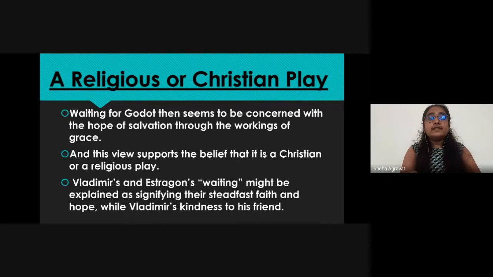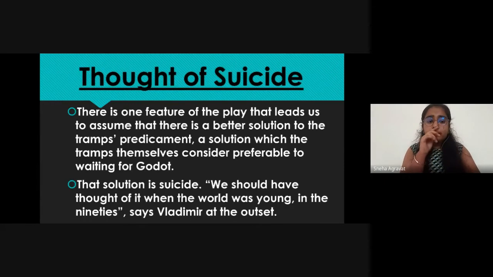Waiting for Godot then seems to be a concern with the hope of salvation through the working of grace. And this view supports the belief that it is a Christian or a religious faith. Vladimir's and Estragon's waiting might be explained as signifying their steadfast faith and hope, while Vladimir's kindness to his friend. Next point is thought of suicide.